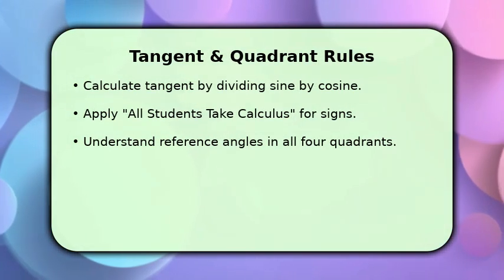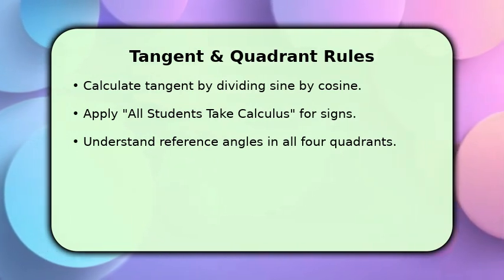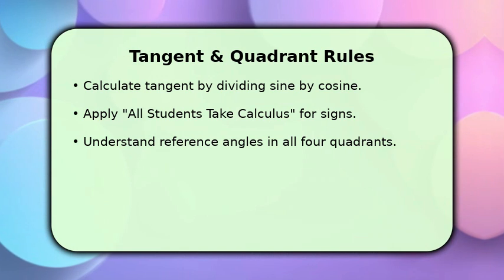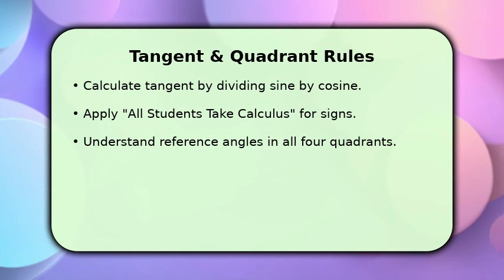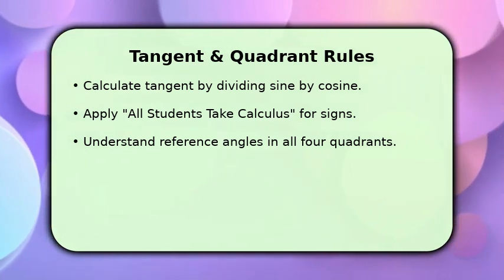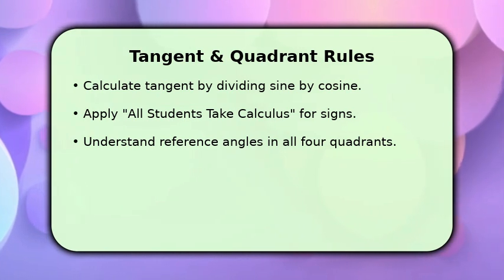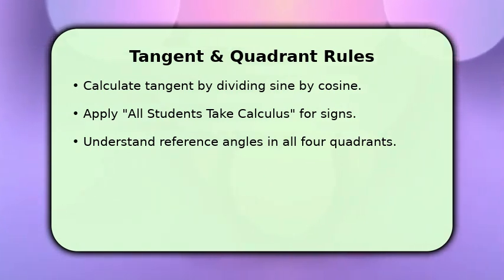Moving on, calculating tangent is straightforward once you know sine and cosine. Simply divide sine by cosine. To determine the correct sign for any trigonometric function in different quadrants, remember the mnemonic all students take calculus. This helps you recall where each function is positive. Understanding reference angles is also crucial, allowing you to find values for angles beyond the first quadrant with ease.